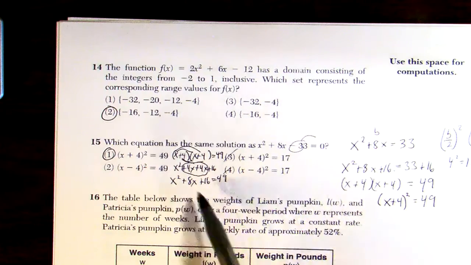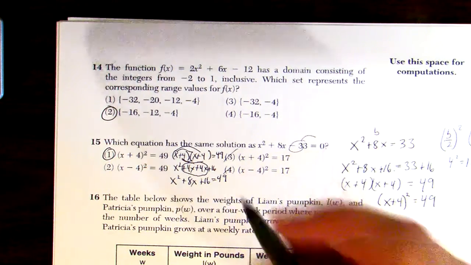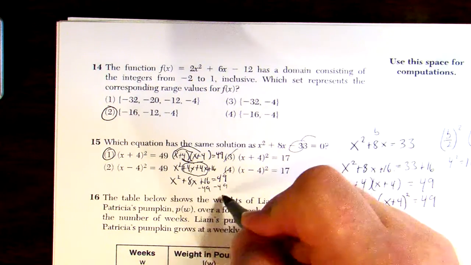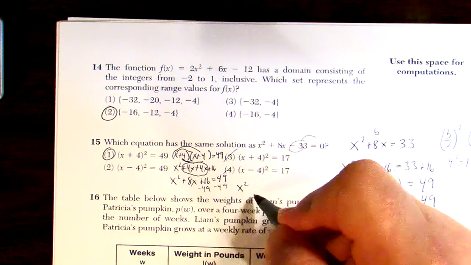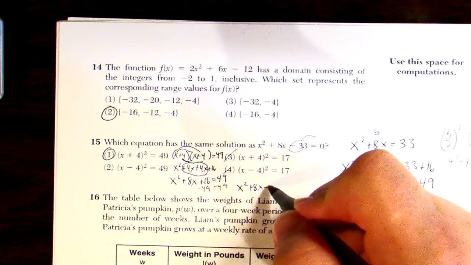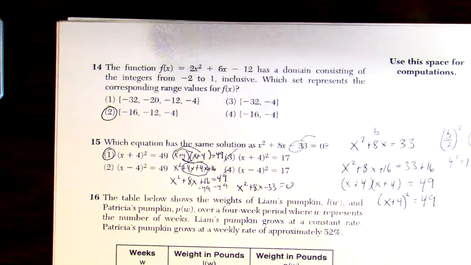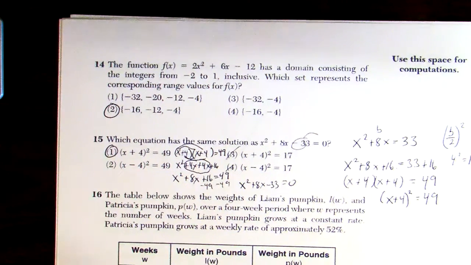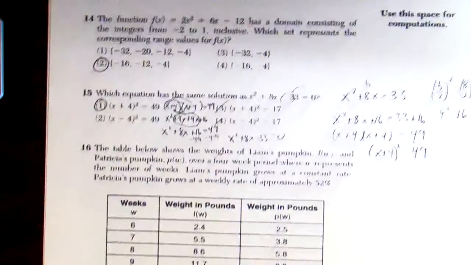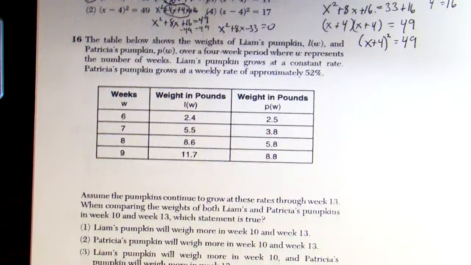And then if we want to get it set equal to 0 to look like this, you gotta subtract 49 on both sides, and you'll have your x squared plus 8x. 16 minus 49 is minus 33, and that equals 0, so it's choice 1. So if you didn't know completing the square, you could do it that way as well. So let's move on. I like sometimes showing you two ways you can do it.